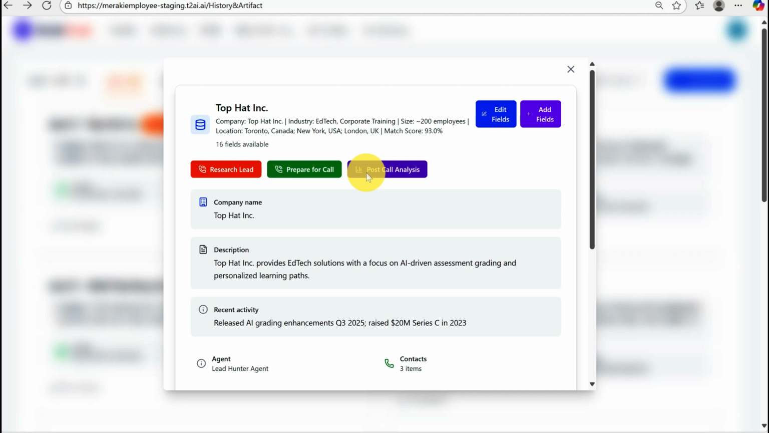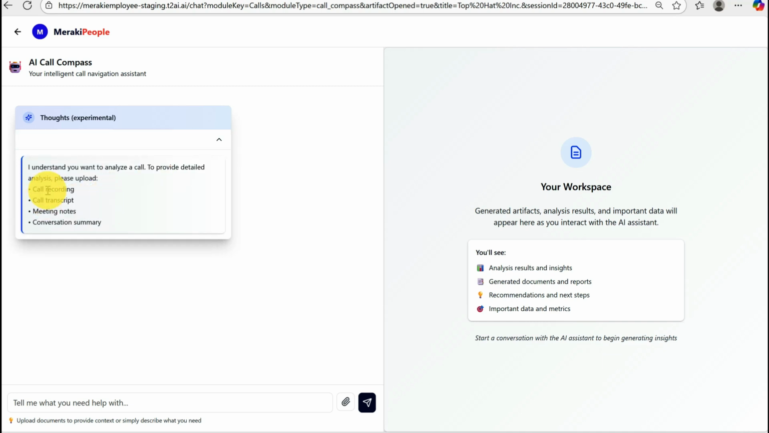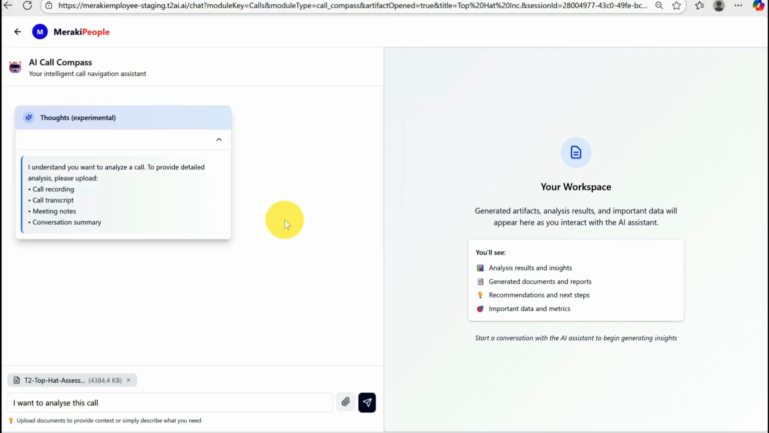So we will take an example of a call that has been made to Top Hat. Okay, so we will do a post-call analysis. Clicking on the post-call analysis, the chatbot is again going to open, and it will ask whether you want to upload a call recording, share a call transcript, meeting notes, or a conversation summary. All of these formats are acceptable, right? So all we have to do is say, I want to analyze this call. And there is an attach button. We can pick up the call and click on analyze.